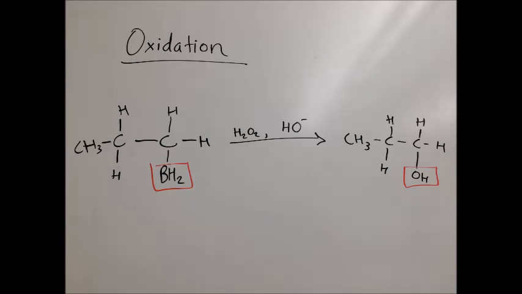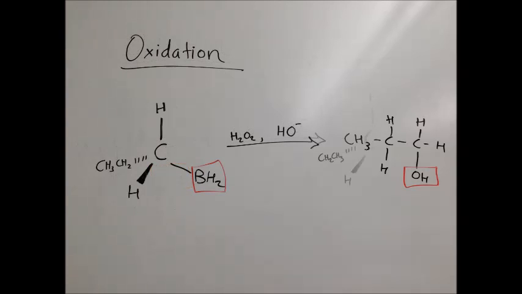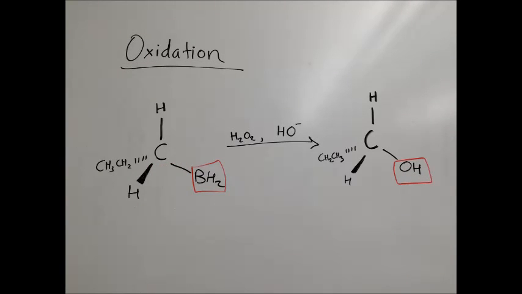Oxidation replaces the C-B bond with a C-O bond, forming a new OH group with retention of configuration. The OH group replaces the BH2 group in the same position. But retention of configuration is difficult to see, so we redrew this portion of the reaction focusing on the stereogenic center.